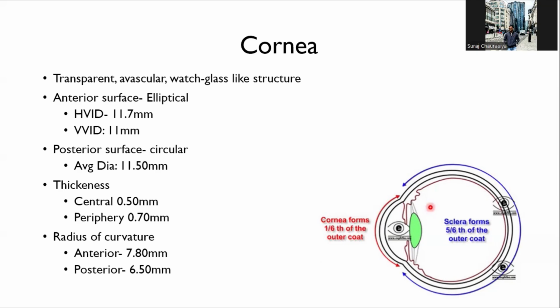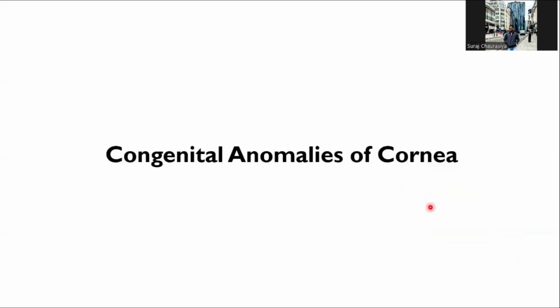The central corneal thickness is around 0.5 millimeter. However, the peripheral corneal thickness is around 0.7 millimeter, which is a bit thicker than the central portion of the cornea. The anterior radius of curvature is 7.8 millimeters and the posterior radius of curvature is around 6.5 millimeters. So anything beyond this dimension will be considered as abnormal.